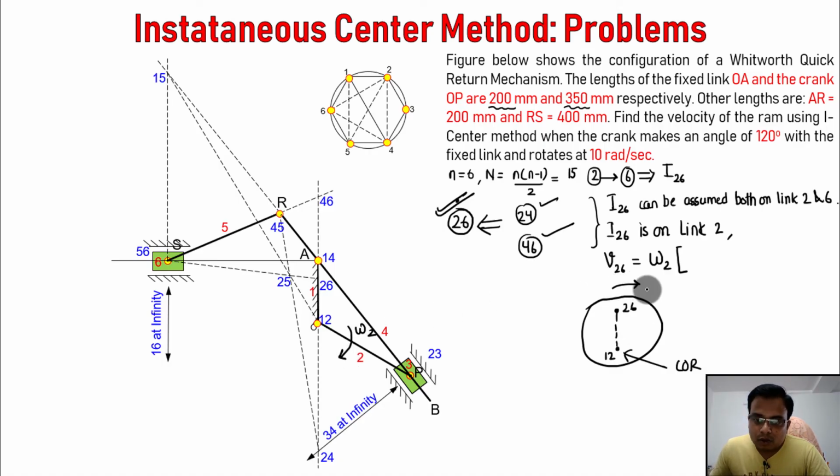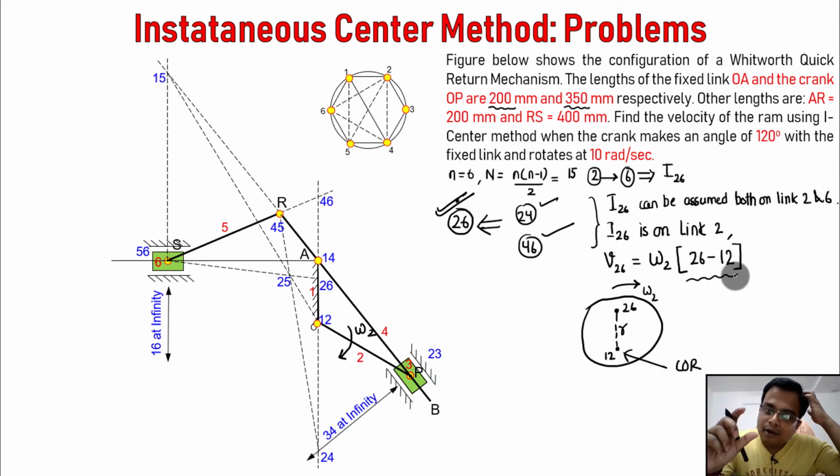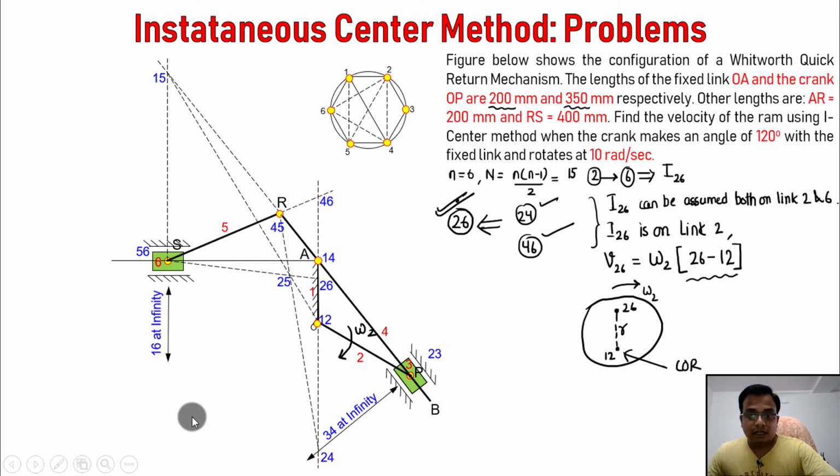So this is going to be omega 2 into r. R means the distance between I-centers 2, 6 and 1, 2. So 2, 6 minus 1, 2. Once you know the distance between 2, 6 and 1, 2, you can put it up and calculate the value of V26. It's very simple. Okay, now let me show you on AutoCAD what that value has worked out as.